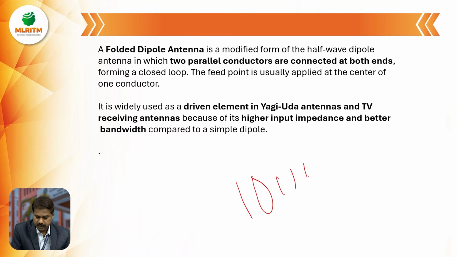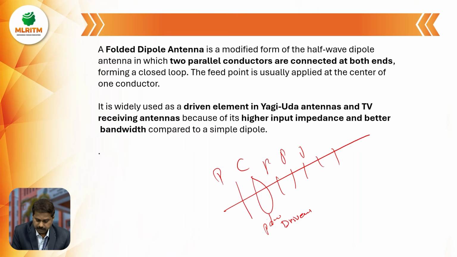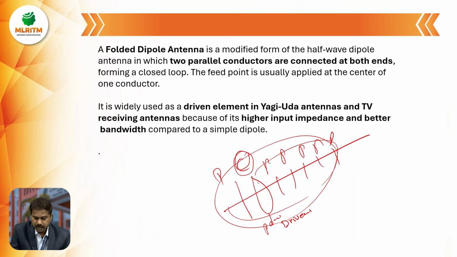Here, this part is the driven element, which has the power supply. That means it is the conductor. All these are the parasitic elements. Because of the high gain of this dipole antenna, all the parasitic elements are affected and start radiating. That's why we use it in the Yagi antenna.